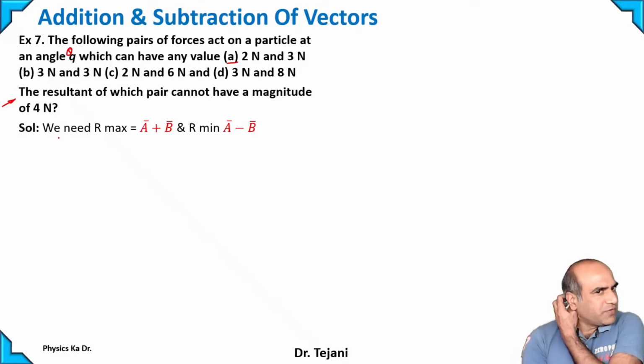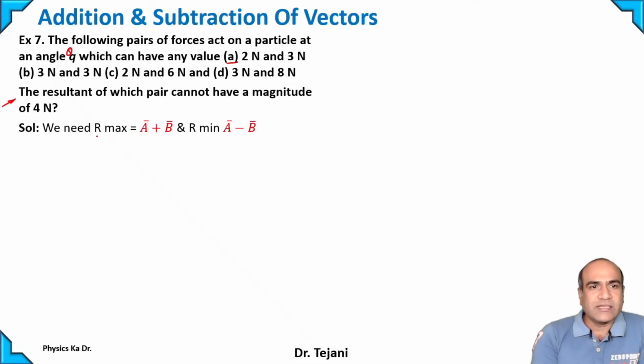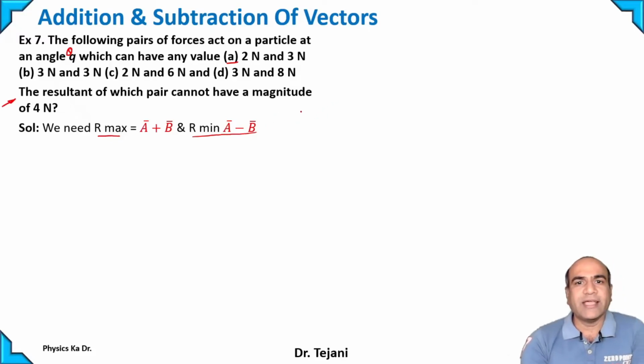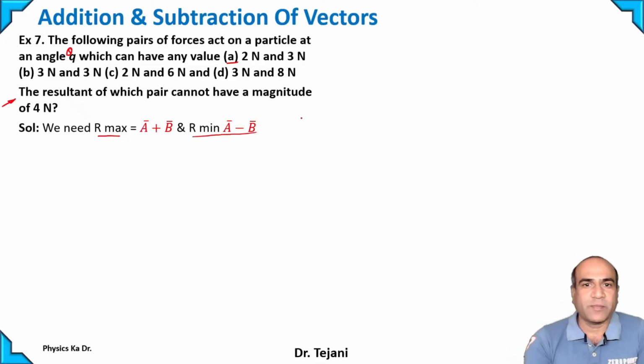Let's have a solution. We need here the resultant maximum value and resultant minimum value, so we can find the entire range of the resultant. We already know that R max is equal to A plus B, R min is equal to A minus B. That we already know.